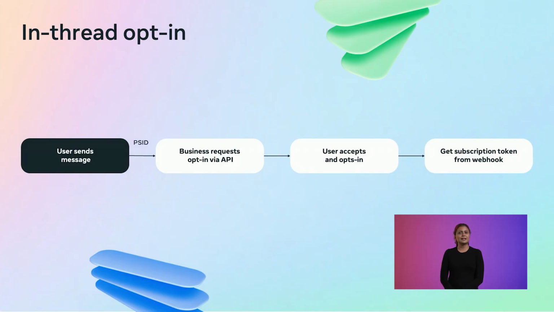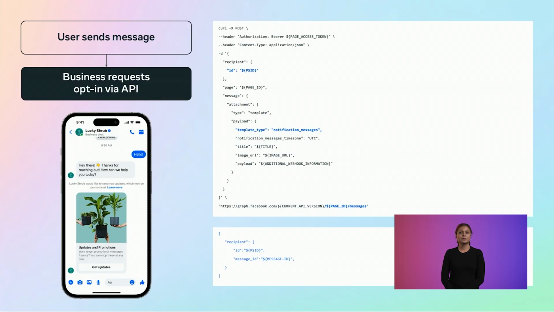Let's see in the next slide how the user experience will look like and the API code that business sends at the backend. In the left-hand side, you can see a business called Lucky Shrub has sent an opt-in request to the user, which the user sees in the inbox. At the right-hand side, you can see the API call.